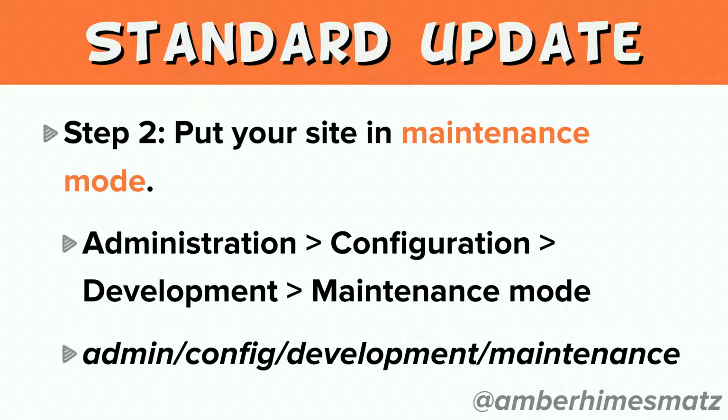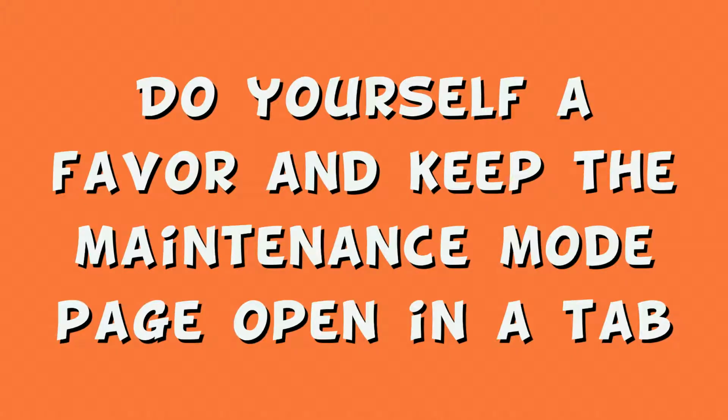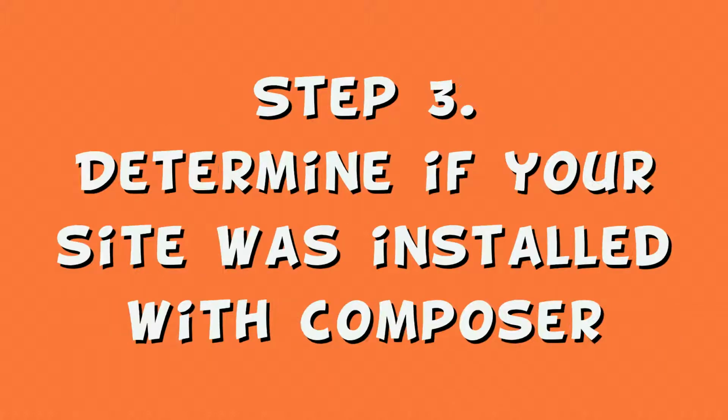You can get there by going to administration, configuration, development, maintenance mode. It's a really great idea. You check that box there. Once you check this box, your site is in maintenance mode, so you can't really get around. So do yourself a favor and keep that tab open during this process so that you can get back to it and turn it off again without having to look up the path. I used to always have to, like, oh no, how do I get back to this page? When I was first starting with Drupal, I had to Google the path name. So just do yourself a favor, keep that page open.